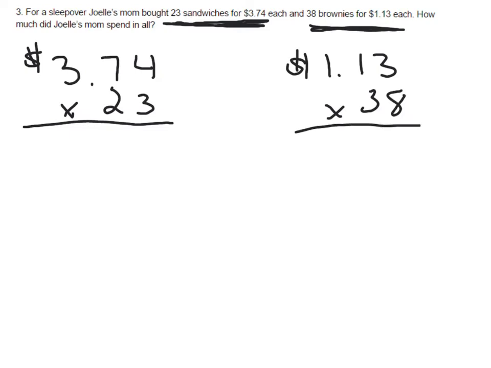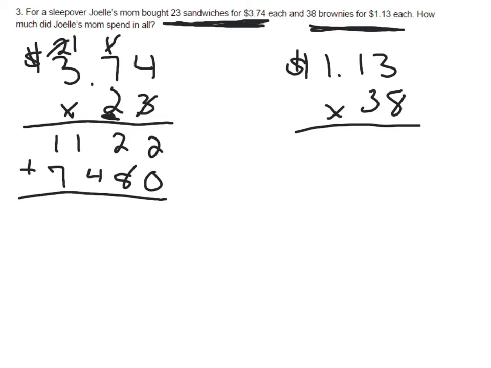First, let's start with the sandwiches. So $3.74 times 23. 4 times 3 is 12, carry my 1. 7 times 3 is 21, plus 1 more is 22, carry my 2. 3 times 3 is 9, plus 2 more is 11. So that's my first partial product. Now I'm moving over to the tens place. I'll cross off any regrouping and start from the tens place. 2 times 4 is 8. 2 times 7 is 14, carry my 1. And 2 times 3 is 6, plus 1 is 7. Now if I add them all up, I should get a final total of 2.